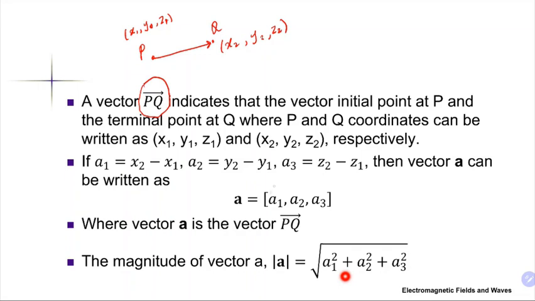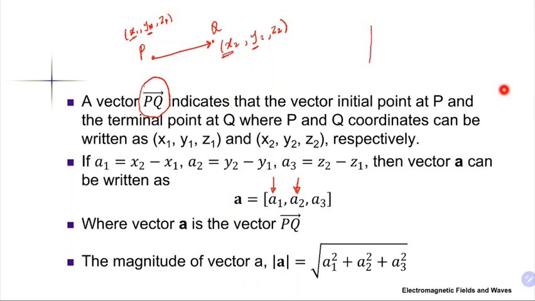So my A1 here will be the difference of my x2 and x1. Okay? And my A2 will be the difference of my y2 and y1, and so forth. Okay? So this gives me my vector.